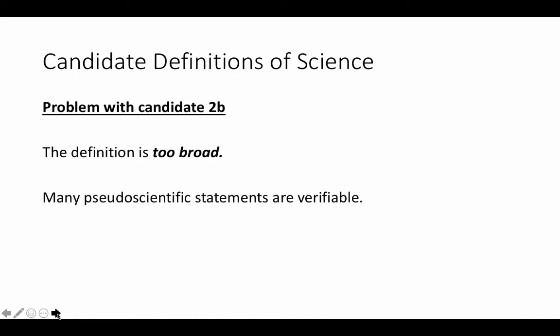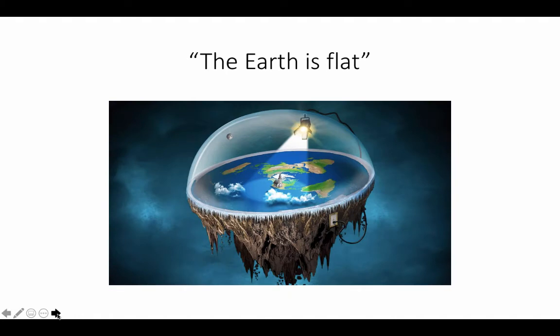There's some problems with 2B though. While 2A was too narrow, 2B is too broad. The reason is many pseudoscientific statements are verifiable. For example, the earth is flat. You could check and see if the earth is flat. Turns out it's not. But there's a sensory experience that could verify whether or not that statement is true.